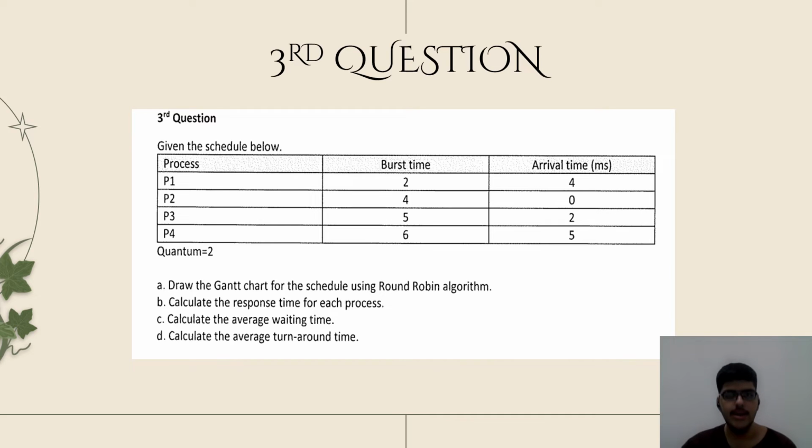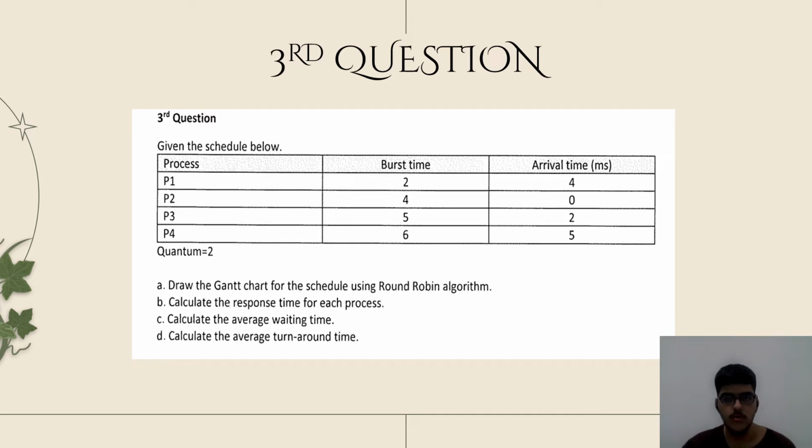The difference is that for the second question, they don't give an arrival time. They just say the arrival time is 0 milliseconds, which is easy for us. For this question, they state the arrival times. For process P1, burst time is 2, arrival time is 4. P2 is burst time 4, arrival time 0. P3, burst time 5, arrival time 2. P4, burst time 6, arrival time 5.